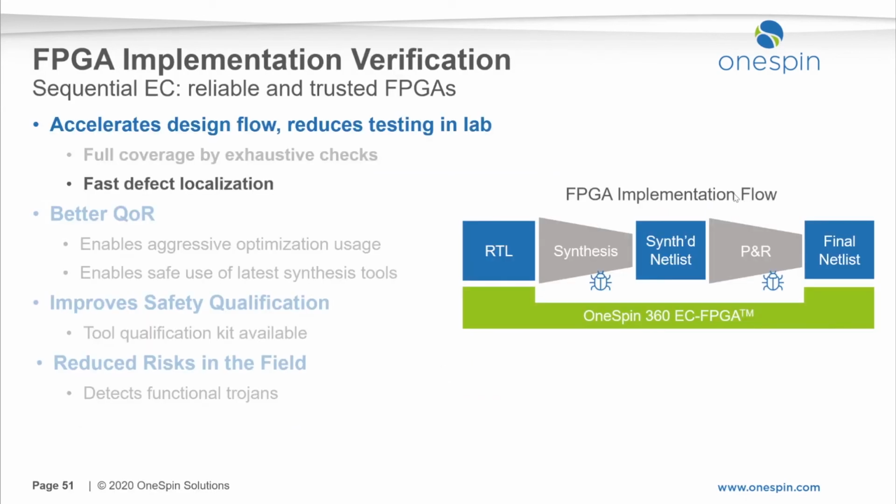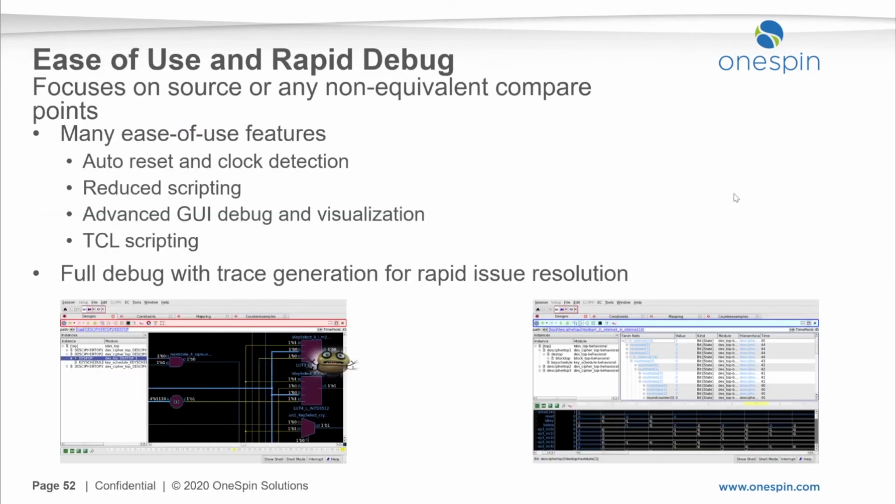And in case they don't, you want to be able to determine this. So if you get a non-equivalent compare using OneSpin, you will be able to debug this in the tool and try to find out the reason for the designs not behaving the same.